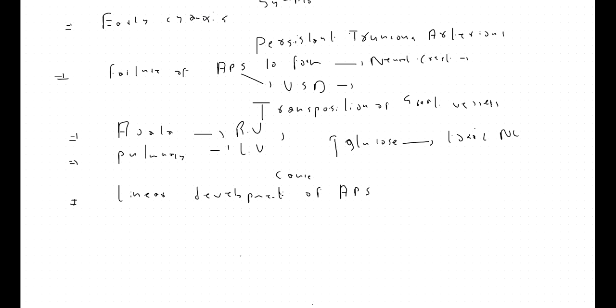Now, this transposition of great vessels is not compatible with life. So why is it not compatible with life? Because you are sending the right ventricular blood to the aorta and the left ventricular blood to the pulmonary trunk. So how will you treat this transposition of great vessels? It's not compatible with life.